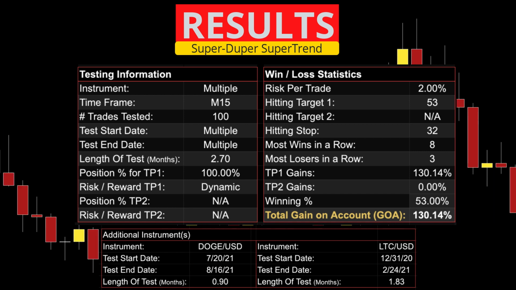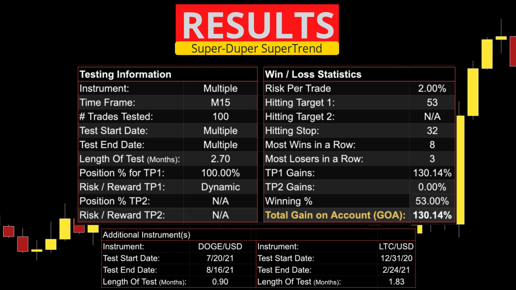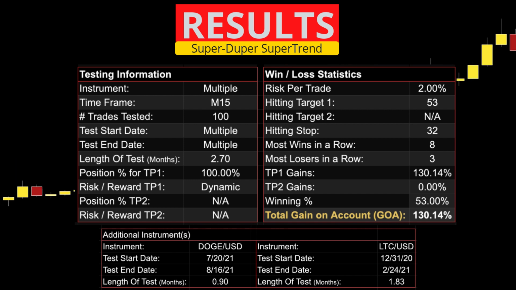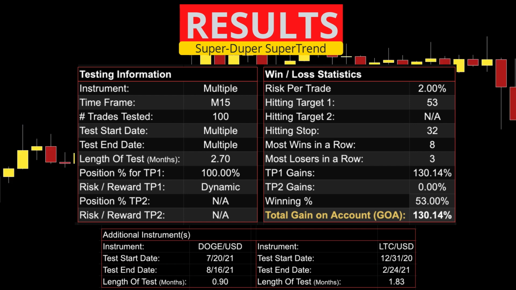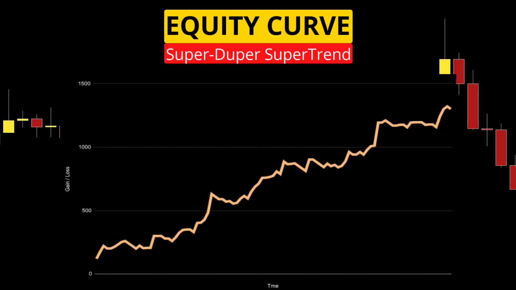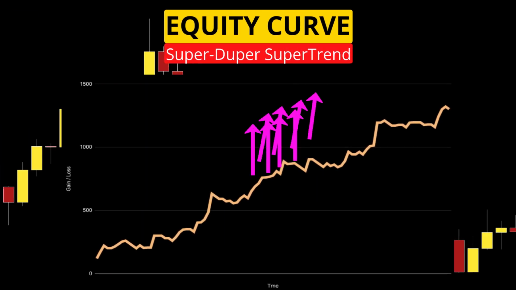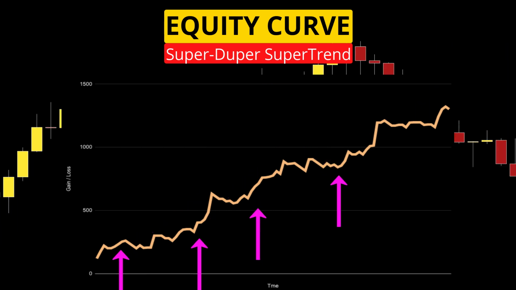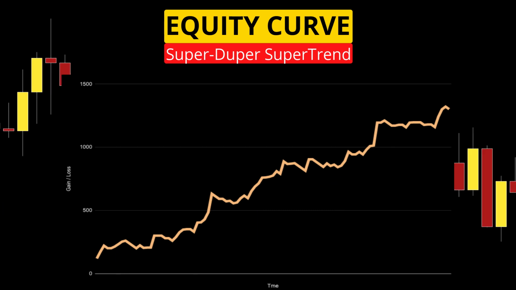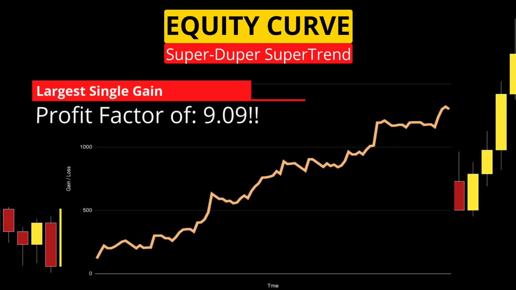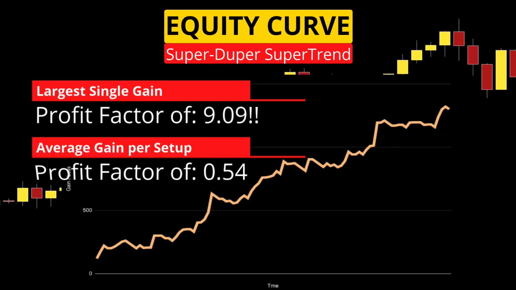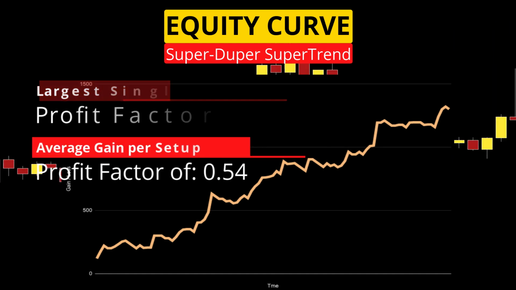Most wins in a row was 8, most losers in a row was 3, which is phenomenal. The win rate was 53%, but the gain on the account, risking 2% per trade, was a whopping 130% gross. So you can see on the equity curve here, there are a lot of small movements with a few large impulsive segments that really grow your account. This is due to the dynamic take profit system. The largest win in the 100 trades had a profit factor of 9.09, which is really unbelievable. The average win profit factor on trades we booked profit was 0.54.